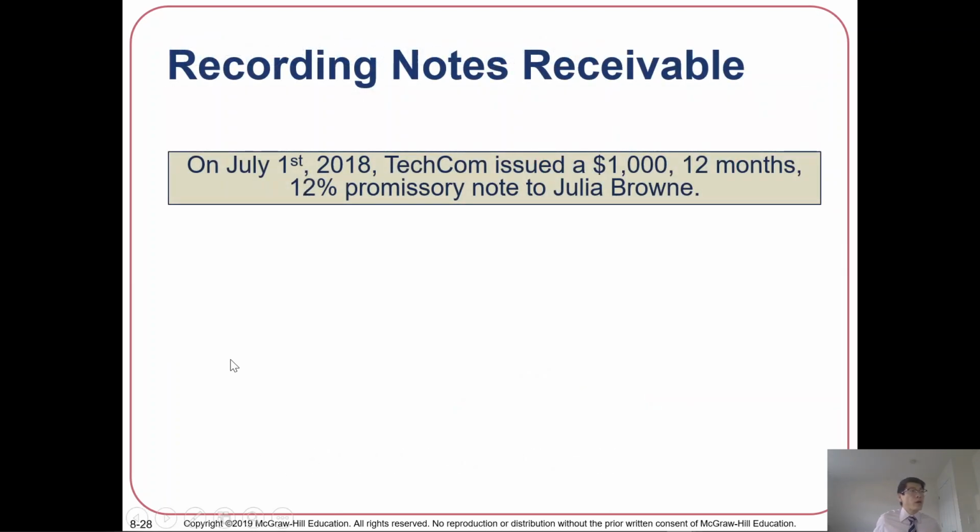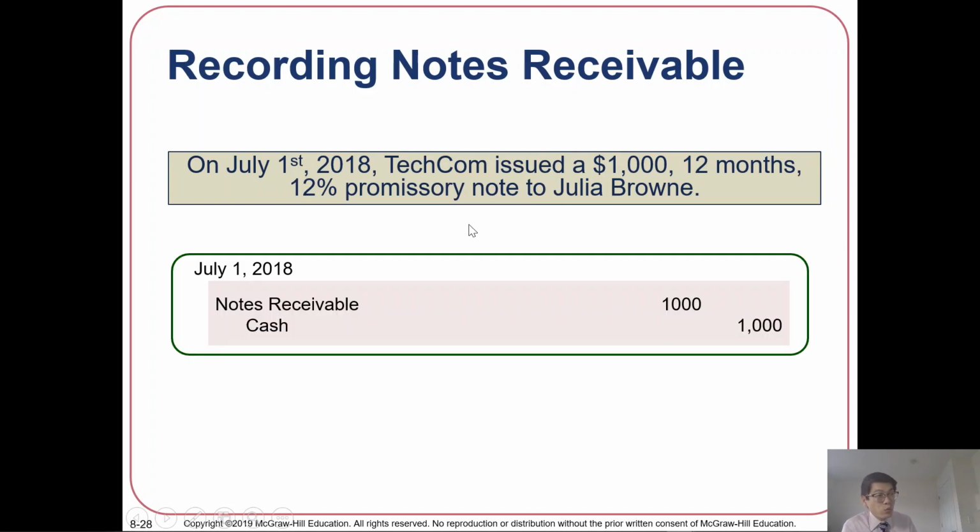All right. So recording notes receivable. In this example, on July 1st, 2018, the company issued a $1,000, 12-month, 12% promissory note to Julia. On the date we issue this note, we're going to debit notes receivable, something we'll be receiving in the future, similar to accounts receivable, for $1,000, and credit cash for $1,000, because we really lend out $1,000 cash, and our cash balance is decreased by $1,000, right?